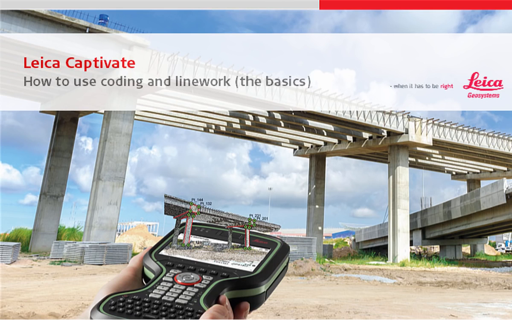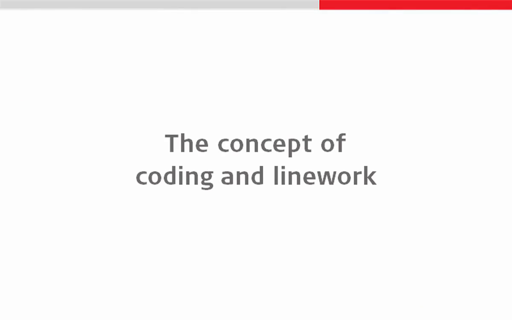In this video, we will look at coding and line work. This is the ability to add codes to the points that we measure and to have some of these points automatically joined, creating linear features. We will not only look at why we want to carry this out, but also how this is done within Leica Captivate. We should begin by looking at the concept of coding and line work.